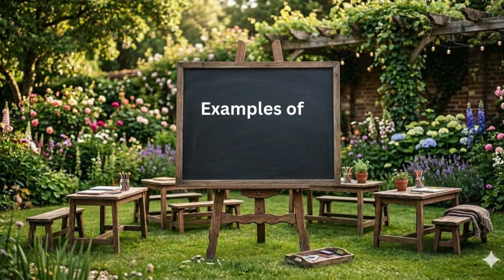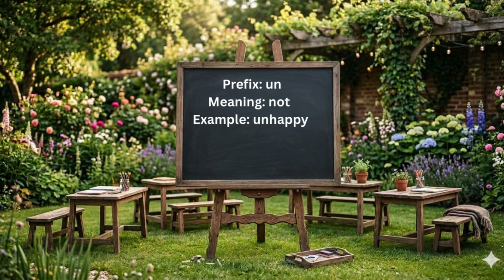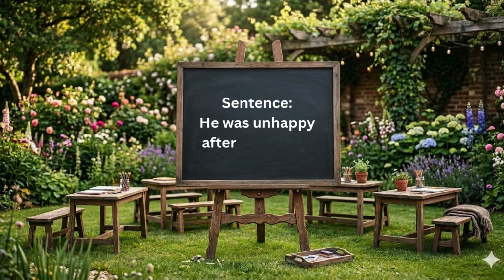Examples of prefixes. Prefix: un. Meaning: not. Example: unhappy. Meaning of the word: not happy. Sentence: He was unhappy after the result.